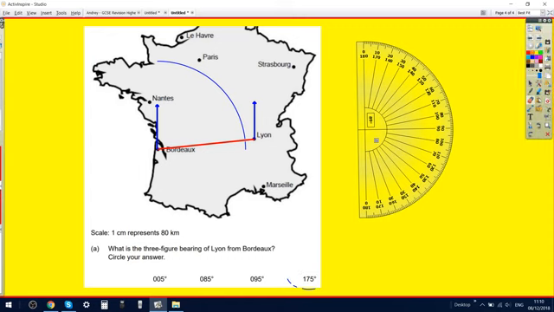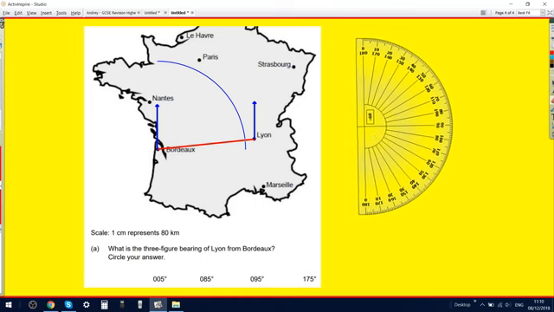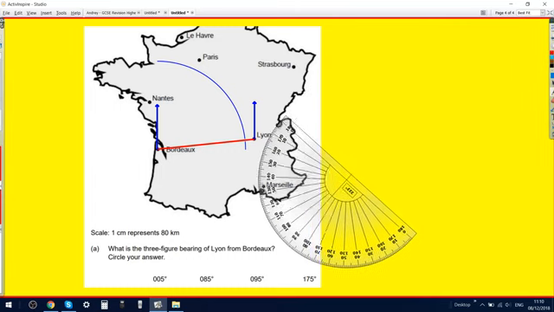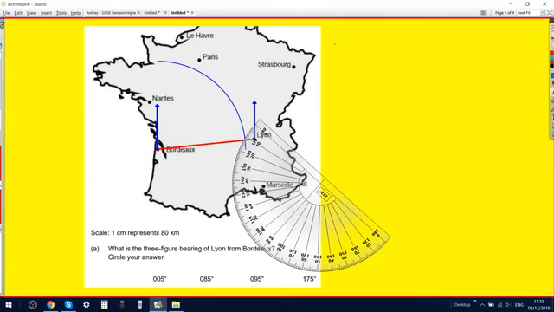So in general, for bearings, I just did a little sketch of the angle. So point north. Turn clockwise.